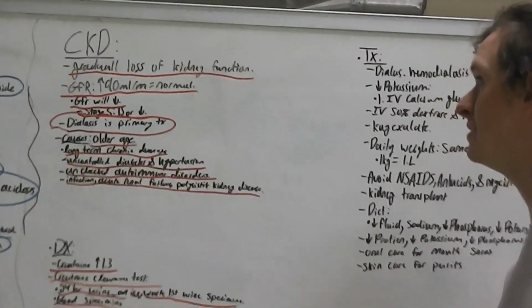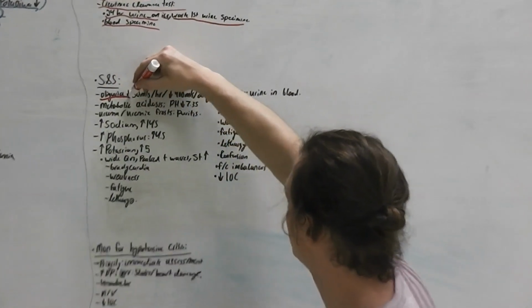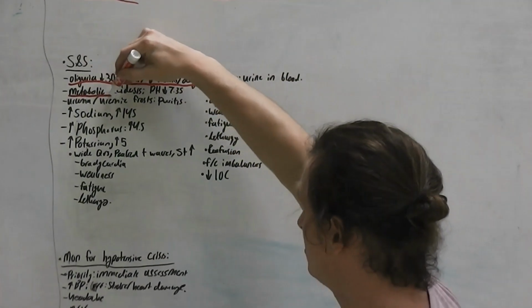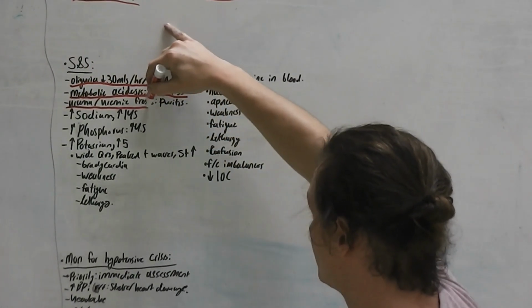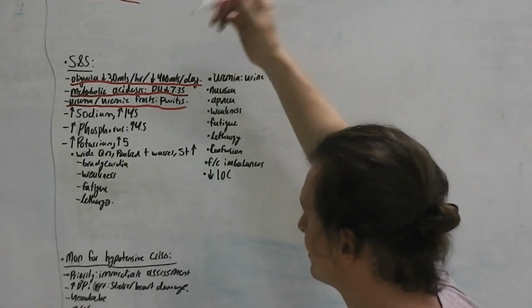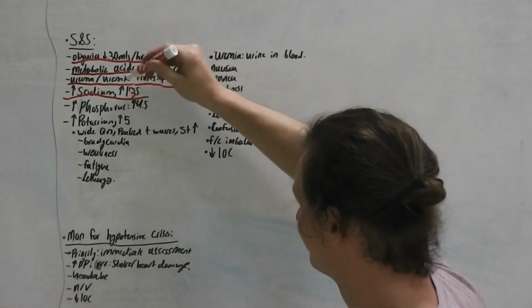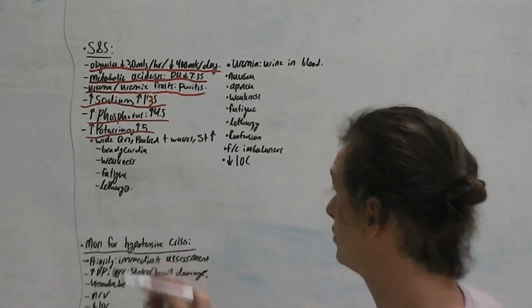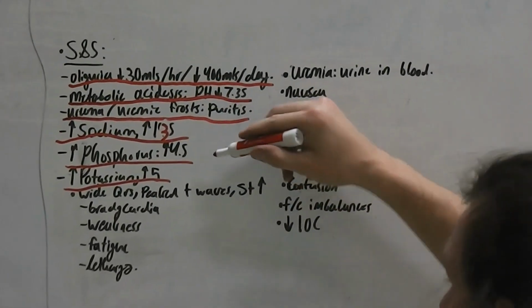Now, the signs and symptoms of chronic kidney disease. We got oliguria, which means less than 30 milliliters an hour or less than 400 milliliters a day. Metabolic acidosis, where that pH is below 7.35. Uremia, or uremic frost, which is pruritus. That's what Simple Nursing was saying. We're going to see a sodium over 135. And we're going to have a phosphorus over 4.5. A potassium over 5. So just look at all these labs of chronic kidney disease. They're all elevated. Increased sodium, increased phosphorus, increased potassium.